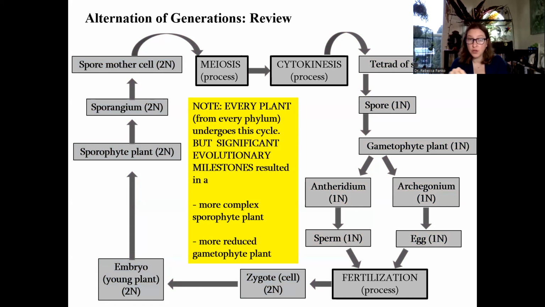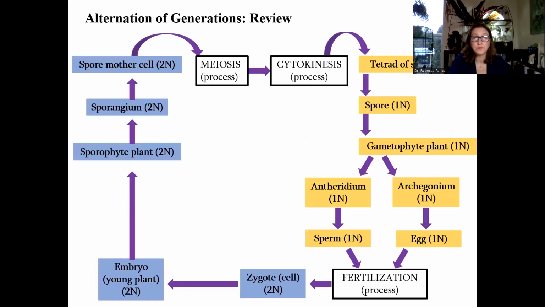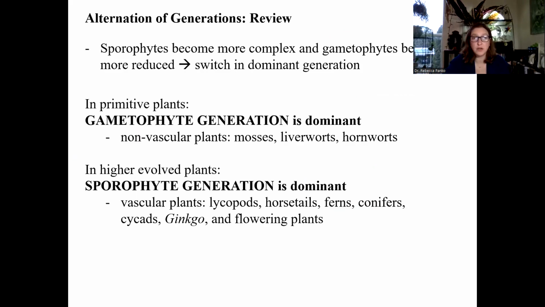But over millions of years, we have these significant evolutionary milestones that lead us to a more complex sporophyte plant and a more reduced gametophyte plant, which are requirements in order to get to a flower eventually, right? All right. So as the sporophyte plants get more complex and as the gametophyte plants get more reduced, we see a switch in the dominant generation.